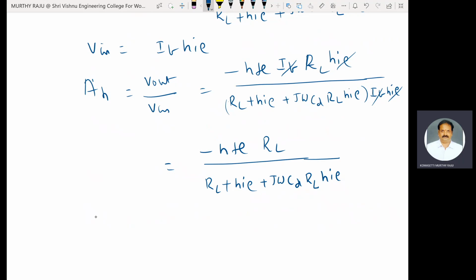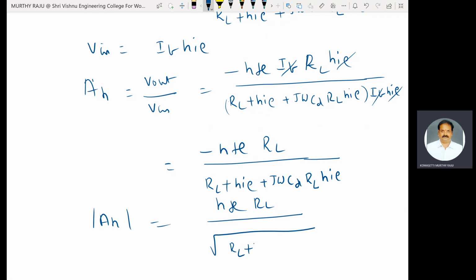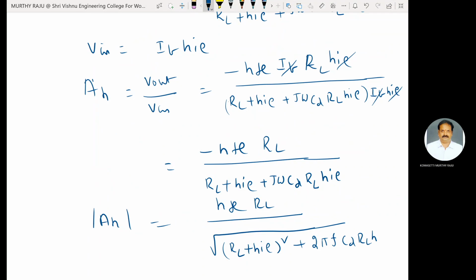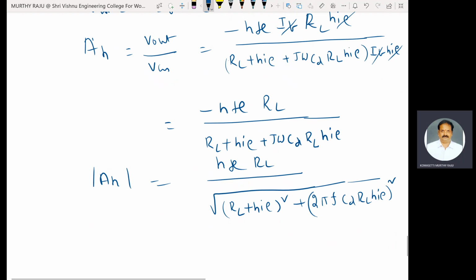Magnitude term, mod AH is equal to HFE RL by square root of RL plus HIE whole square plus omega CD RL HIE whole square, where omega is equal to 2 pi f. This is the mod AH.